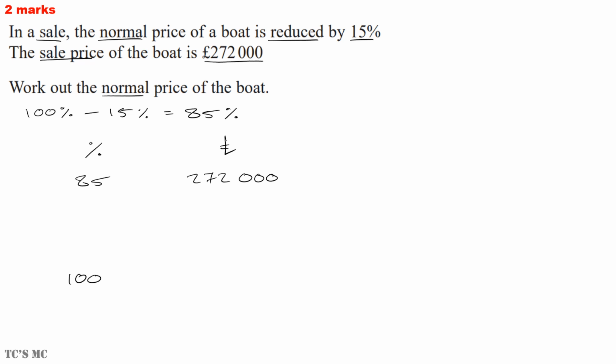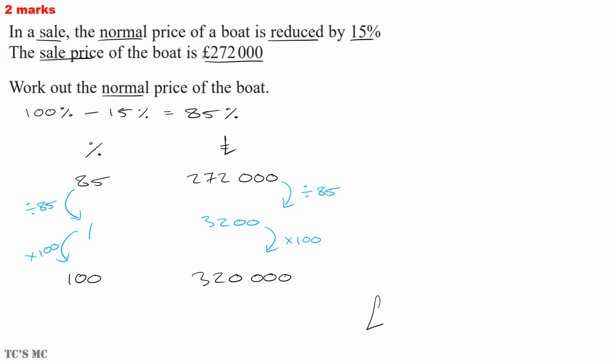We want to know what 100% is worth. A common factor of 85 and 100 is 1. To go from 85 to 1, we need to divide by 85. 1 multiplied by 100 will get us 100. Do the same on the other side. If we divide by 85, we get 3,200. We must then multiply this by 100. Now we have 1 mark. This gives us 320,000. That means the normal price of the boat is £320,000, and that is our second mark.